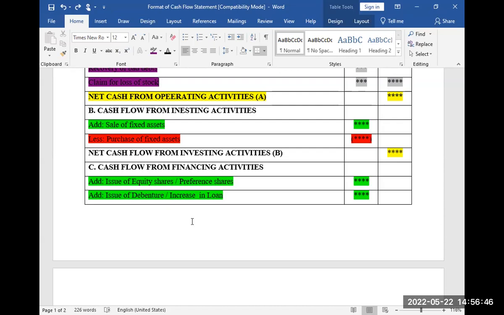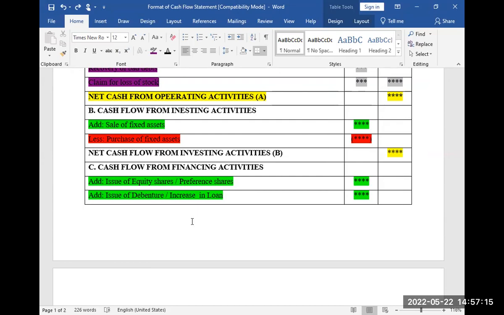Simple example. Last year balance sheet is saying that land and building was 5 lakh. Now current year balance sheet is saying that 15 lakhs. What is the difference? 10 lakh. Mathematics. Why the difference? Accounting. How much? 10 lakhs.